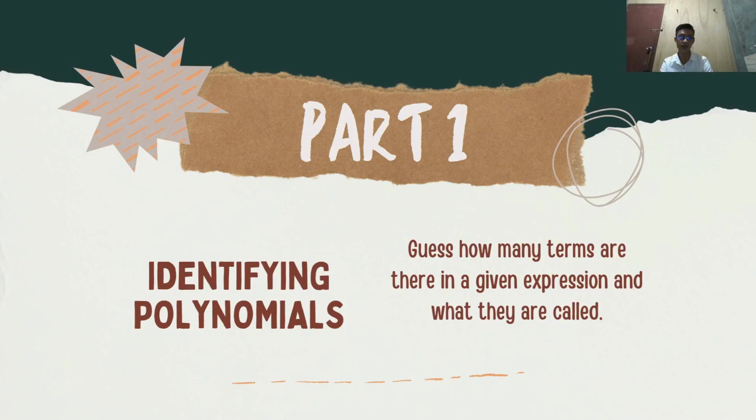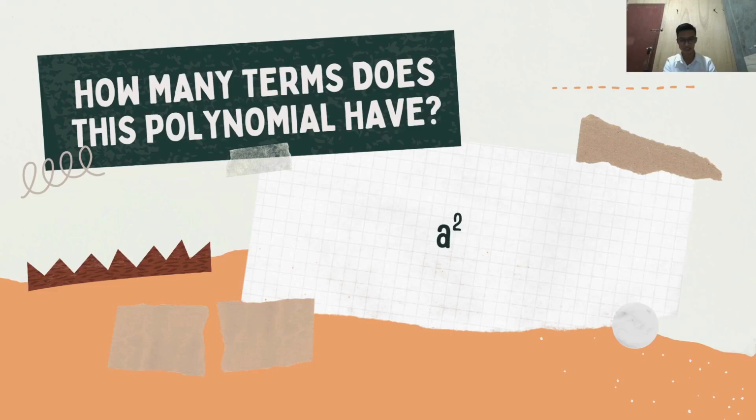Now, identifying polynomials. First, we have to guess how many terms there are in a given expression and what they are called. Let's guess it. I will help you on the next slide. How many terms does this polynomial have? It's one. So the polynomial has one term.